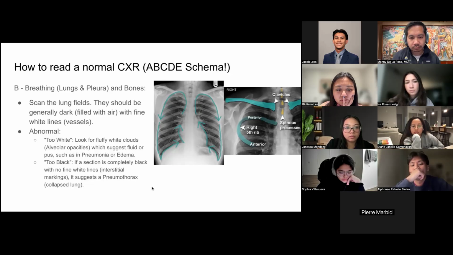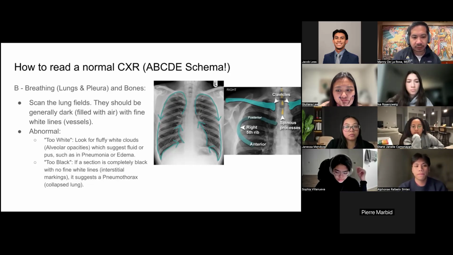A couple abnormal things to point out. If you see it's too white, looking for fluffy white clouds, alveolar opacities, this could suggest fluid or pus seen in pneumonia or edema. If it's too black, we've indicated a lot, that means that there's less interstitial markings, maybe indicating a pneumothorax.